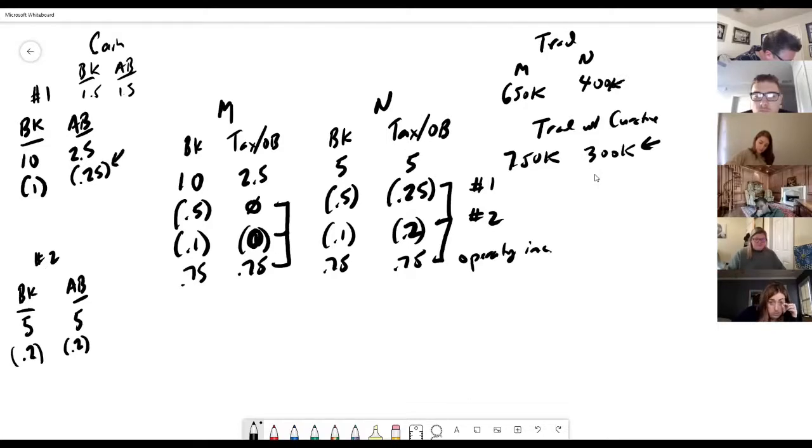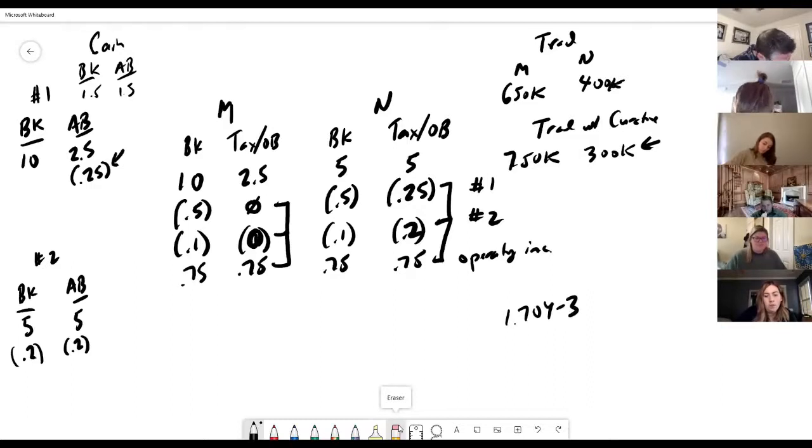Okay, questions on traditional with curative? Okay, with remedial, things get trickier because we have that special book depreciation rule. So we're no longer depreciating the book here. This is the book depreciation rule we've talked about before, found in 1.704-3(d)(2). So now we're going to take that book depreciation of 10.